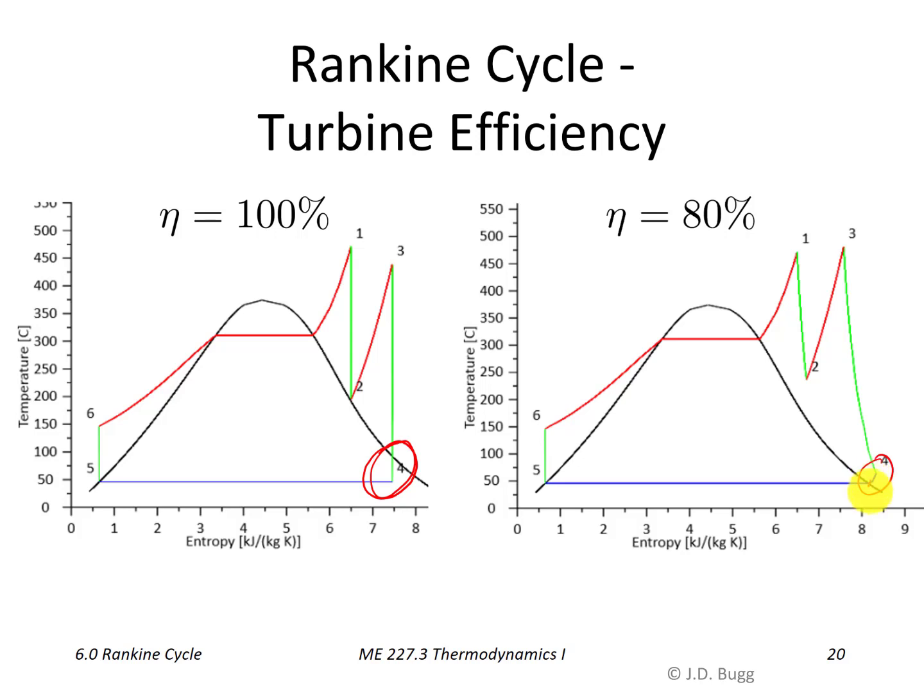Now, certainly we still want to have our turbines as efficient as possible. That's going to contribute positively to the overall plant efficiency. But one benefit of the turbines being a little bit inefficient is that they are more likely to operate out in the superheated region like this. So that's the effect of turbine efficiency.